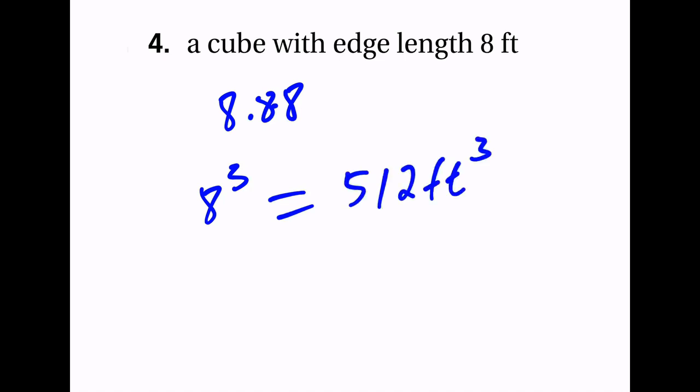For a cube with edge length of 8, we could either say 8 times 8 times 8, or simply 8 cubed. They're going to be the same thing. Our answer would be 512 feet cubed.